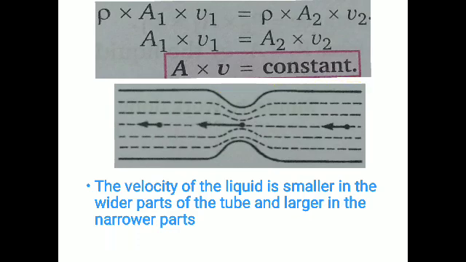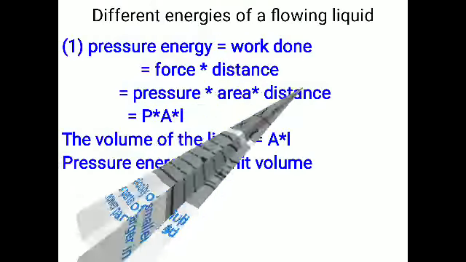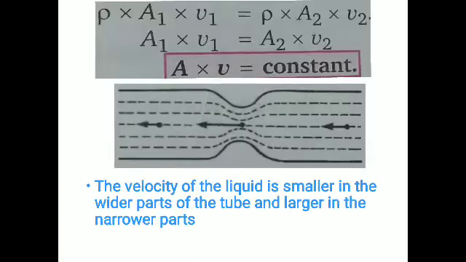Now over here, there is a diagram of a tube where the area is smaller at the center. Thus at every place in the tube, the product of the area of cross-section of the tube and the velocity of the flow of the liquid is a constant. Therefore, the velocity of a liquid is smaller in the wider parts of the tube and larger in the narrower parts of the tube. So this is what you need to remember.